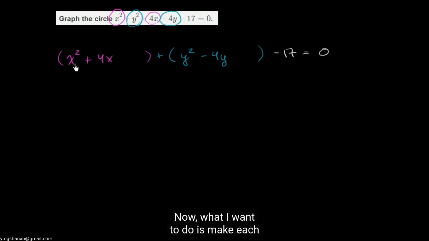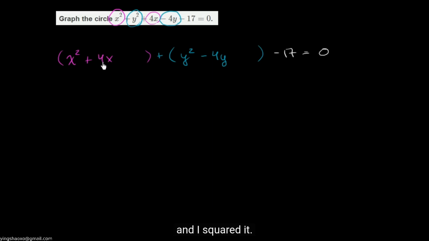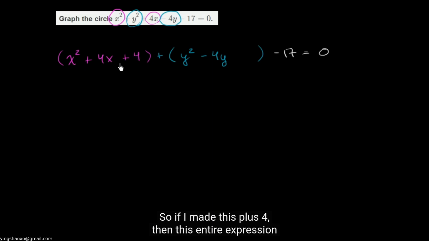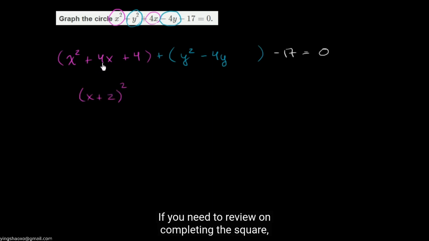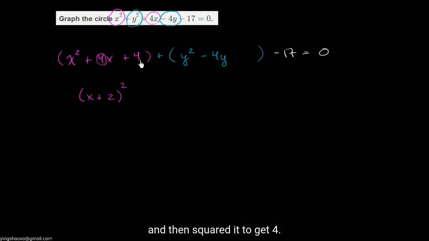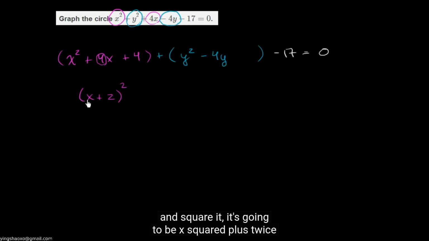Now, what I want to do is make each of these expressions perfect squares. So how could I do that here? Well, this would be a perfect square if I took half of this 4 and I squared it. So if I made this plus 4, then this entire expression would be x plus 2 squared. And you can verify that if you like. If you need review on completing the square, there's plenty of videos on Khan Academy on that. All we did is we took half of this coefficient, and then squared it to get 4. Half of 4 is 2, square it to get 4. And that comes straight out of the idea: if you take x plus 2 and square it, it's going to be x squared plus twice the product of 2 and x plus 2 squared.